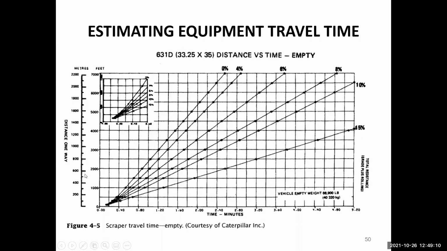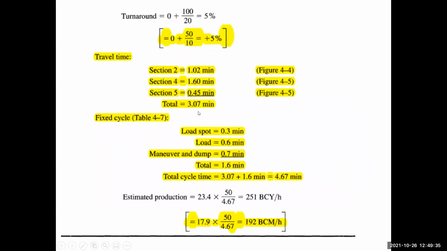600 meters empty, figure 4-5. But the distance is not 600, it is 183 meters. So 183 meters will be somewhere here, in this area. It will be a little bit more than 0.4, so it can be taken as 0.45 minutes. We can add up all these times together, so the total cycle time is 3.07 minutes.